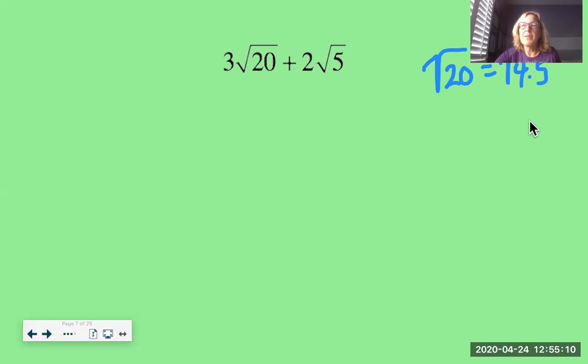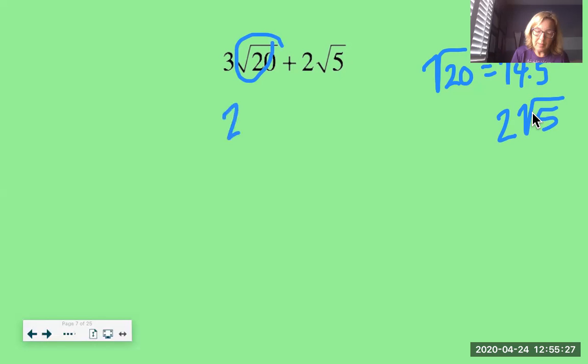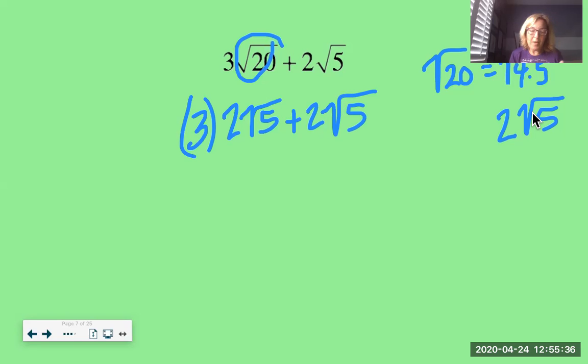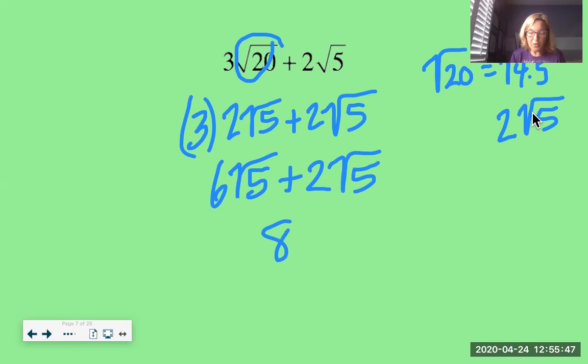I don't know if that's blocking you guys or not, but let's do that. And 4 is a perfect square, so we could take the square root of 4, which is 2, and we're left with the square root of 5. So we can replace the square root of 20 with 2 times the square root of 5. Now, this 3 here is a factor that needs to be considered. So really, we have 2 square roots of 5, 3 times. So that gives us 6 square roots of 5 plus 2 more square roots of 5, which is a total of 8 square roots of 5.